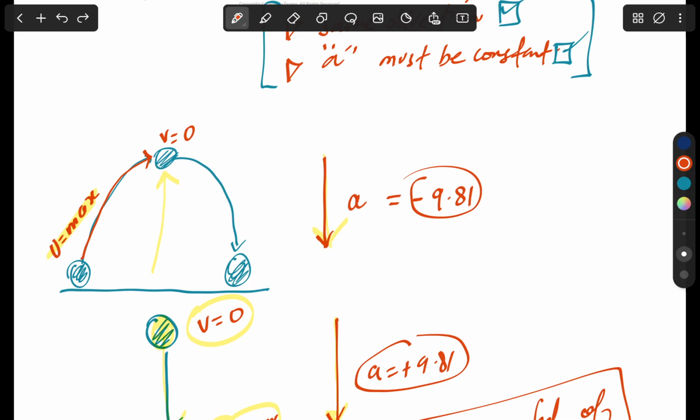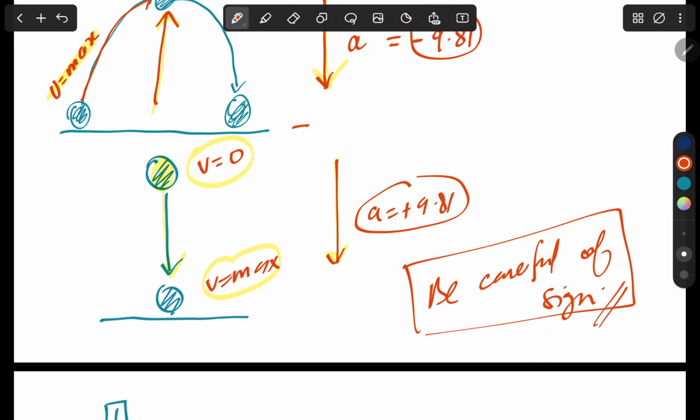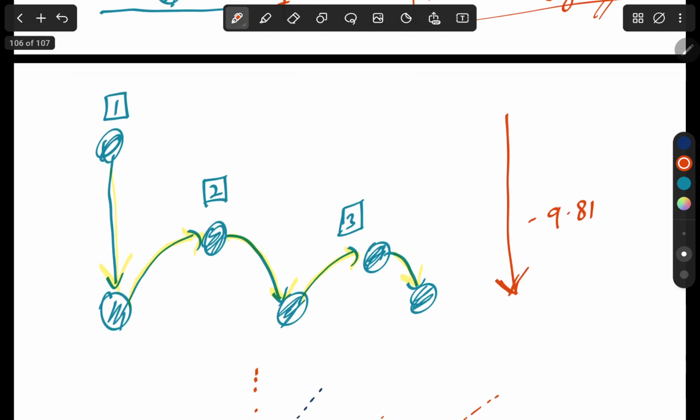Mostly, if our body is moving upwards, we take up as positive, and if acceleration is down, we take that as negative. And if they're in the same direction, to make things easier, we're going to take down as positive, so both of them become positive. Okay, so it's honestly up to you.